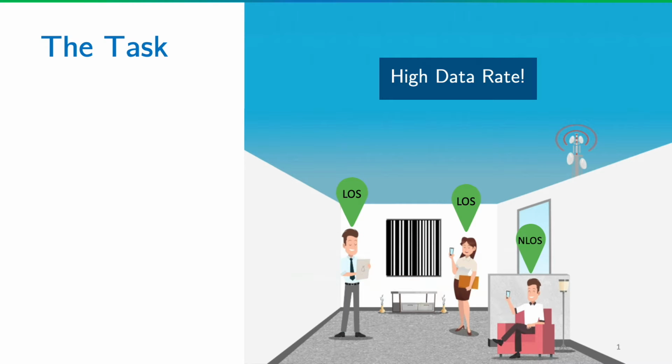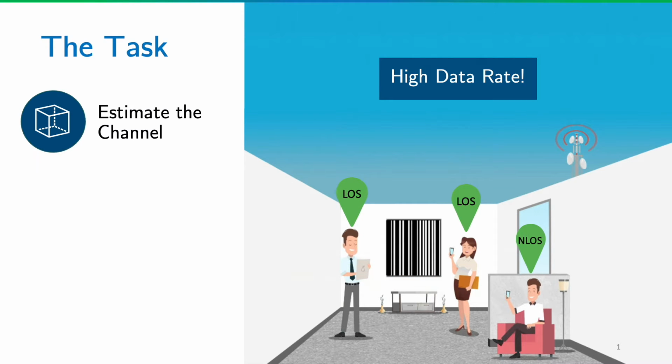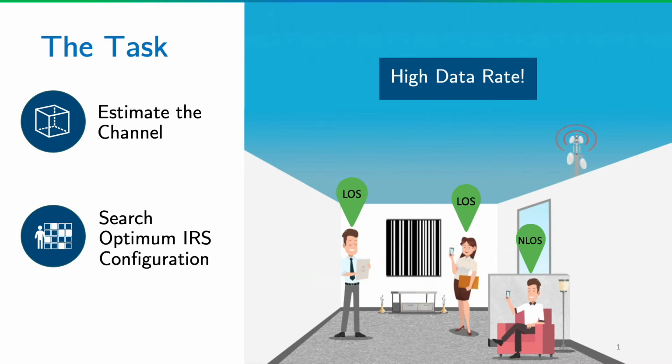Our task is twofold. Firstly, extracting information from the dataset and estimating both controllable and uncontrollable channels faithfully. Secondly, to search the optimum IRS configuration for each line-of-sight and non-line-of-sight user.